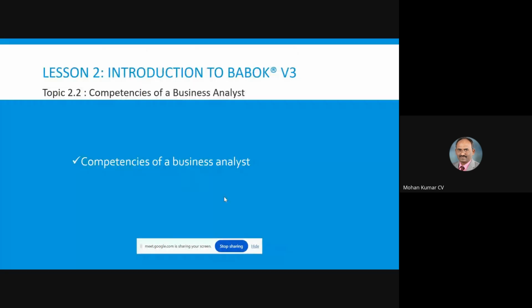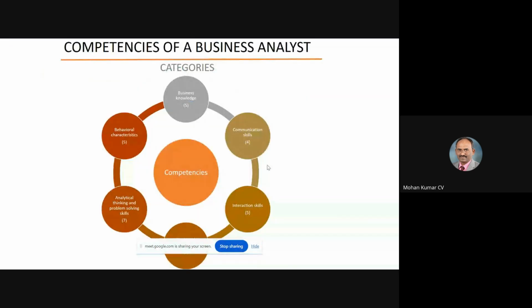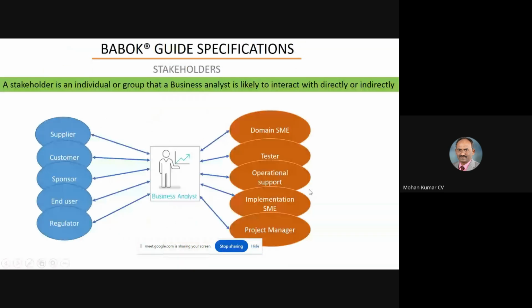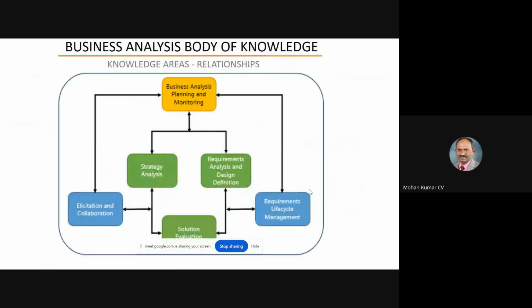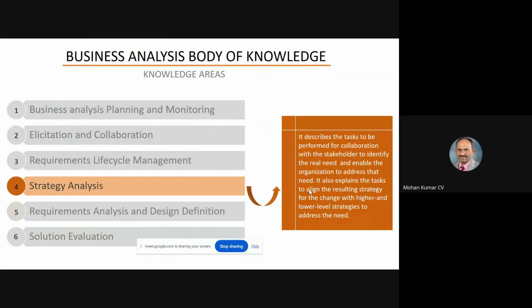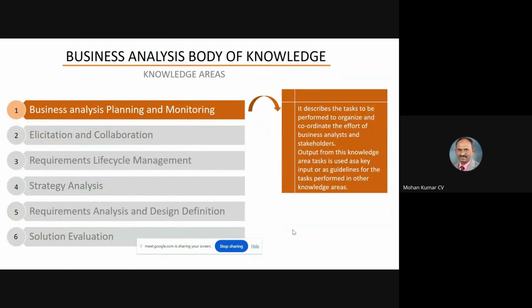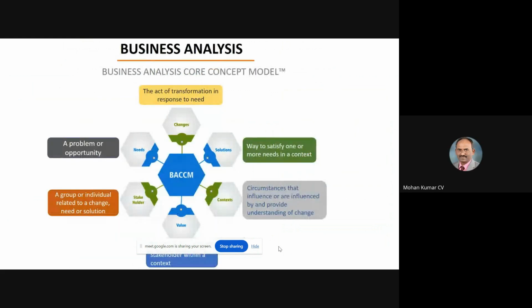So stakeholders we have done. We were talking about these categories. There are certain things that we need to remember. One is how many knowledge areas are there as per BABOK, that is Business Analysis Body of Knowledge. According to this, how many knowledge areas are there? Six knowledge areas.